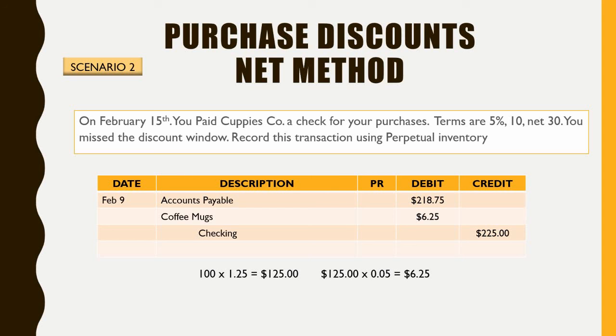So good, right? You need to understand this one is the easier one out of the two, because this one you're only using one account. Okay? So whether you made a return, you take it out from inventory. You have an allowance, take it out from inventory. Discount, inventory. Okay? Straightforward. Only one account.